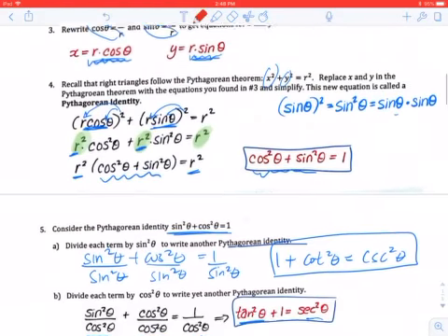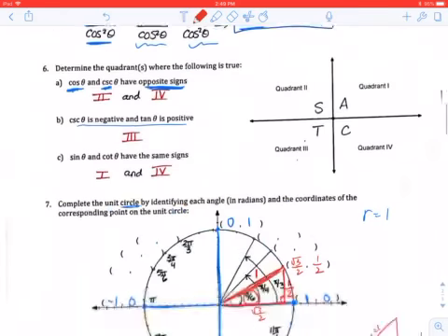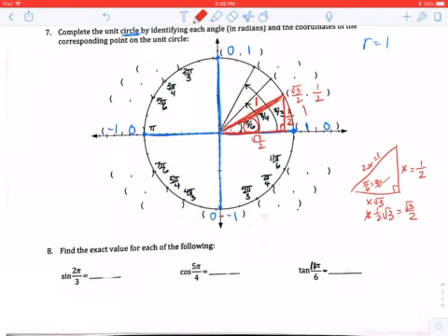So we just learned up here that if radius is equal to 1, then x is just equal to cosine of theta, and y is equal to sine of theta, right? So that's what we learned. So this right here, x comma y, is now cosine theta, sine theta. So sine of pi over 6 is equal to root 3 over 2. Cosine of pi over 6 is equal to 1/2.